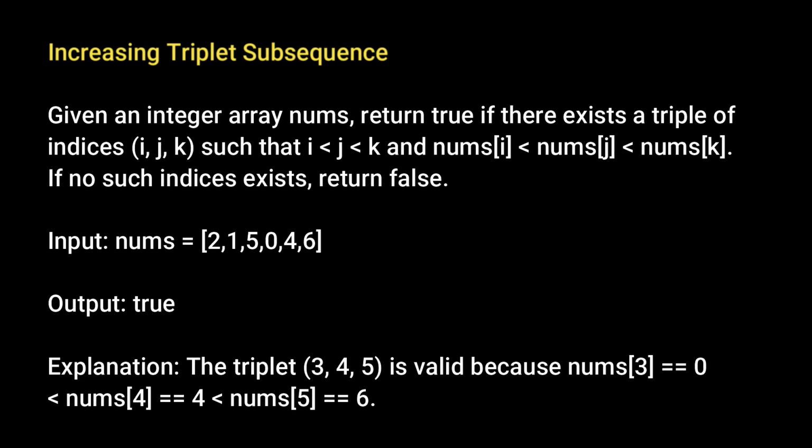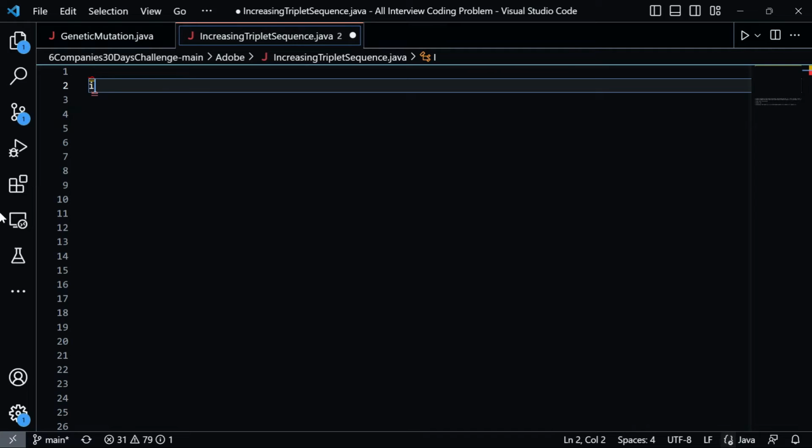Given an integer array nums, return true if there exists a triple of indices i, j, k such that i < j < k and nums[i] < nums[j] < nums[k]. If no such indices exist, return false. Input: nums = [2, 1, 5, 0, 4, 6]. Output: true. Import classes and interfaces of the Java collections framework.